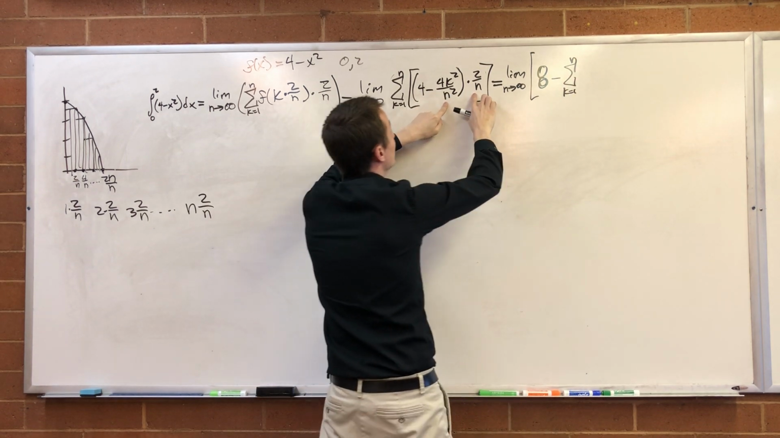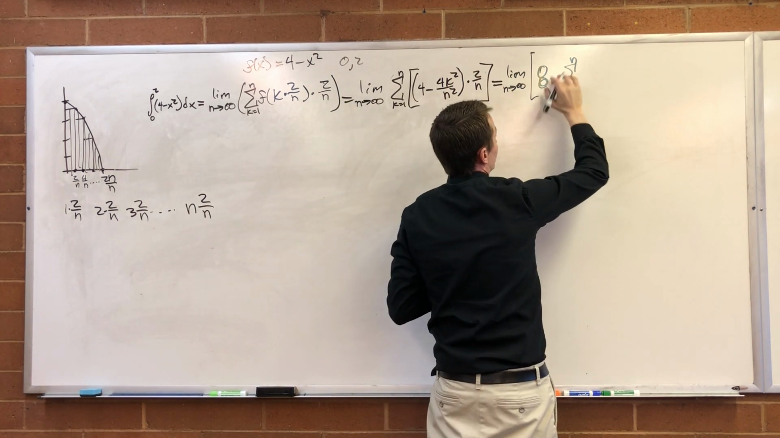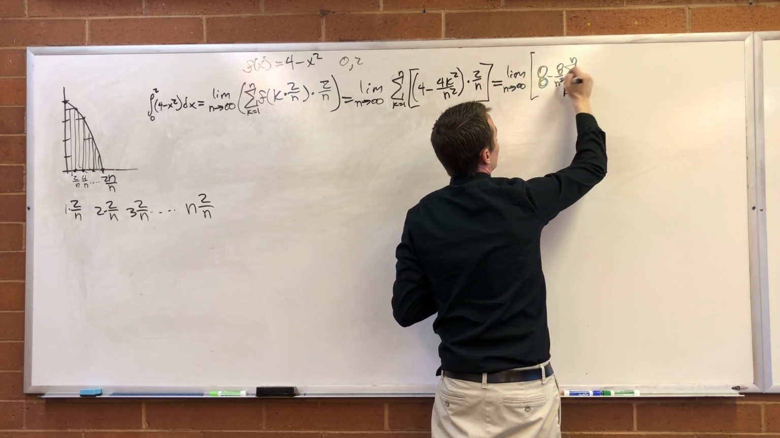So 8k squared. I'm going to pull out all the constants, so I'm going to pull out 8 over n cubed out front. And what are we left with? k squared.